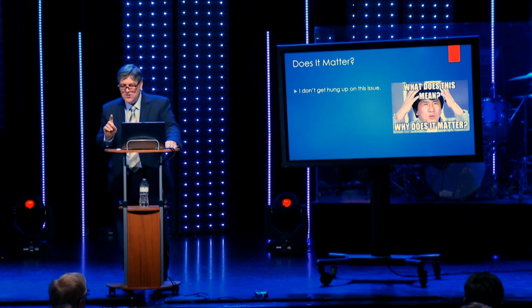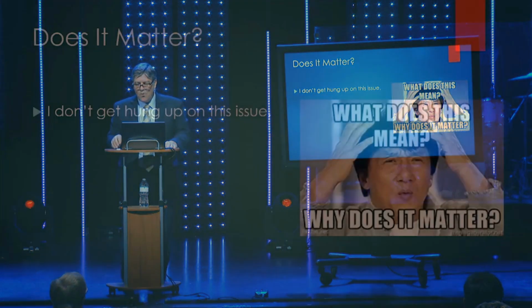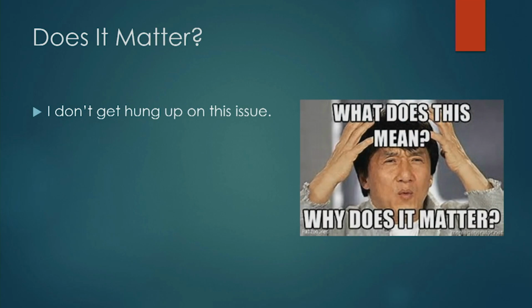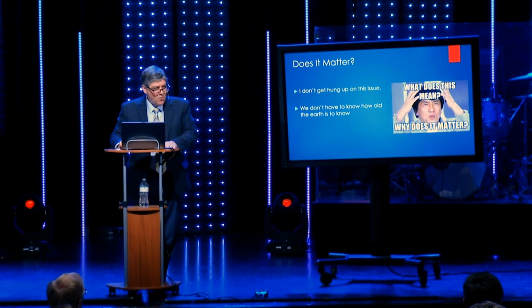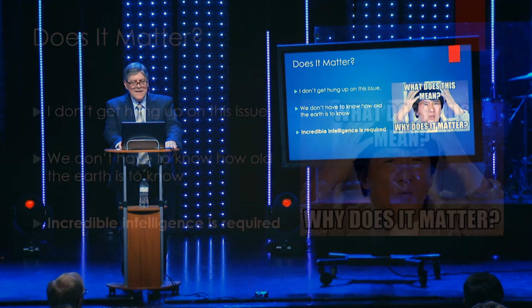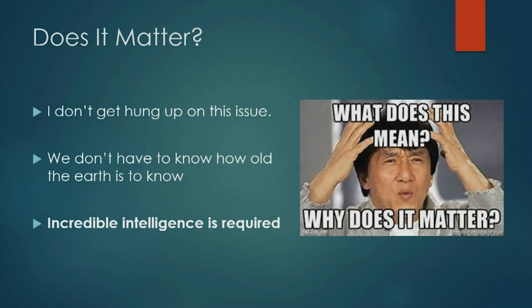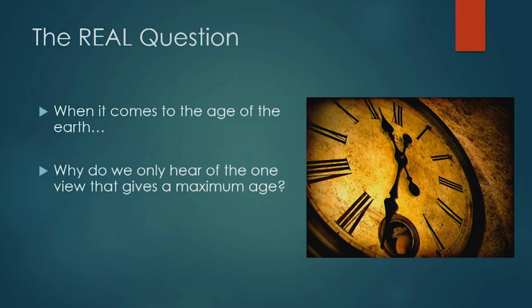You see, all I need to know is this, that complexity, order, and design did not come about through something as pathetically inadequate as random chance and natural selection. We don't have to know how old the Earth is to know that an incredible amount of intelligence is required, and an intelligence beyond our wildest comprehension. The real question, when it comes to the age of the earth, is why do we only hear the one view that gives a maximum age, 4.5 billion years? We hear it all the time. It's like a constant drumbeat.